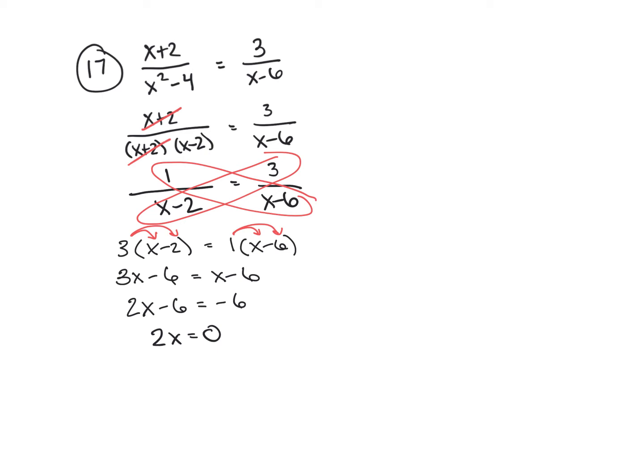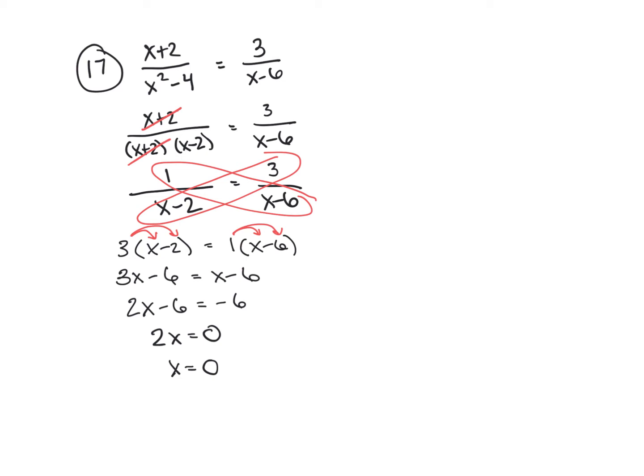Now, 0 over 2, that's okay. We can have 0 in the numerator, but not in the denominator. And that's just going to leave us with 0. So we have 0 as our final answer. Now, to make sure this actually works, I'm going to take this number, plug it back into my equation, just to make sure that these two pieces are equal to each other.